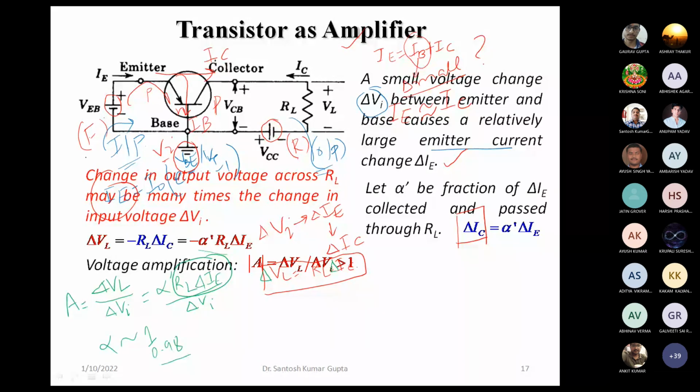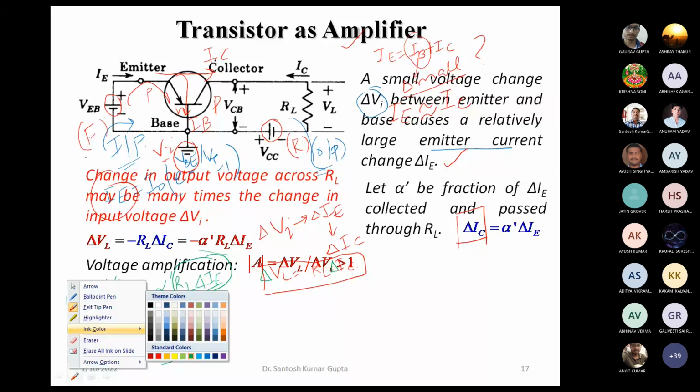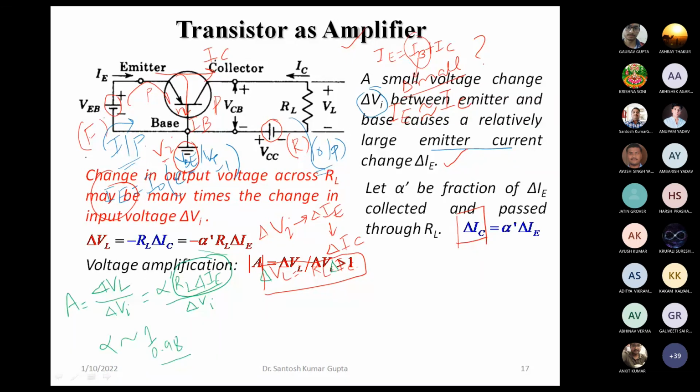Large current gain. In the last lecture, I think we have seen that alpha should be very close to 1, that the transistor should be so designed that most of the currents injected from the emitter should reach the collector and should not recombine in the base. Most of the carriers should reach. So alpha is very close to 1.